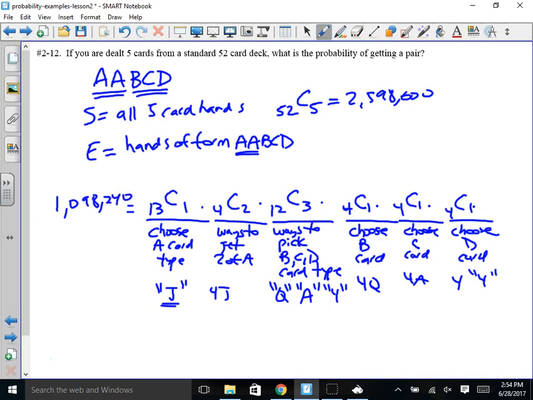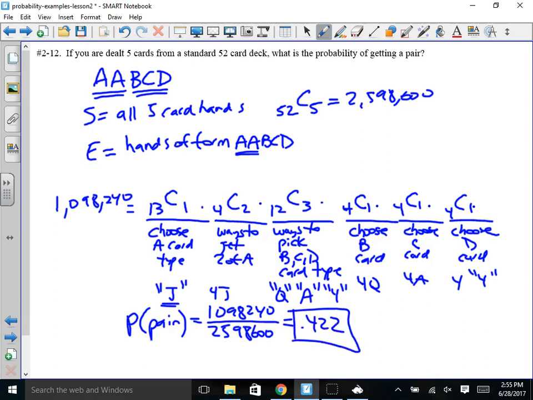1098240. Okay, and so that means the probability that we would get a pair is that number, 1098240, out of 2598600. Which turns out to be about 0.422. So actually, pairs are one of the lowest hands in games like poker because there's a 42% chance you're going to get one at random just when you're given 4 cards.